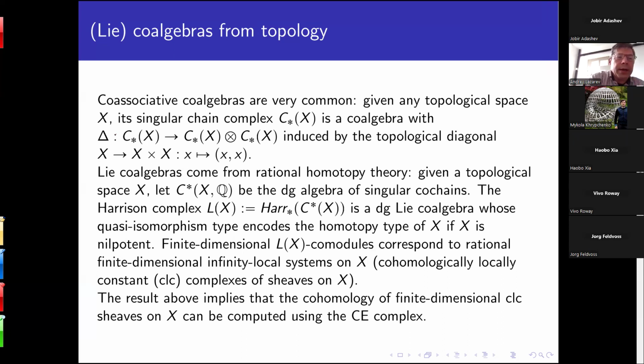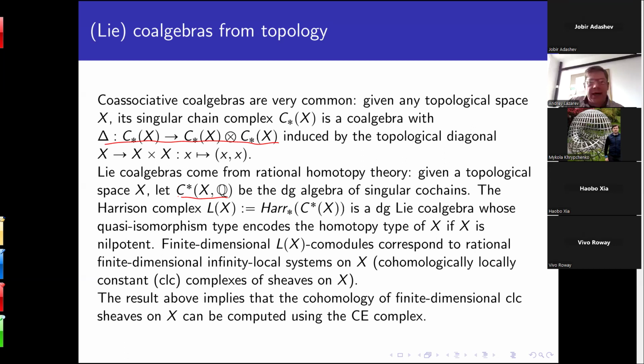The diagonal delta is induced by the topological diagonal on X. Now, Lie coalgebras are more rare beasts. One source of Lie coalgebras, other than those which come from finite dimensional Lie algebras, is rational homotopy. Given a topological space X, we can take the cochain algebra, say the singular cochain algebra on X, that's a differential graded algebra, and we can take its Harrison complex.